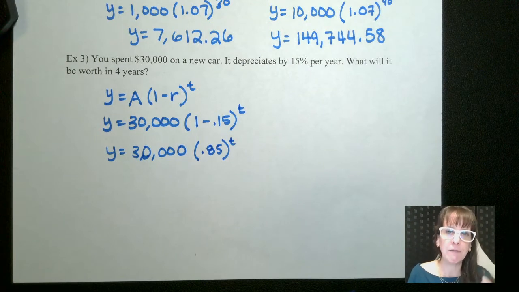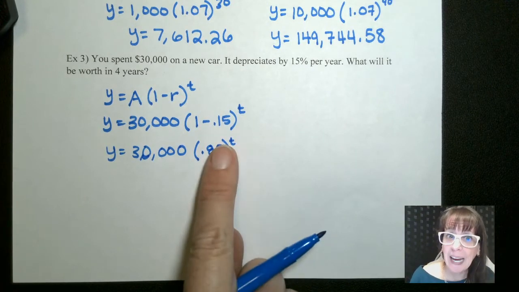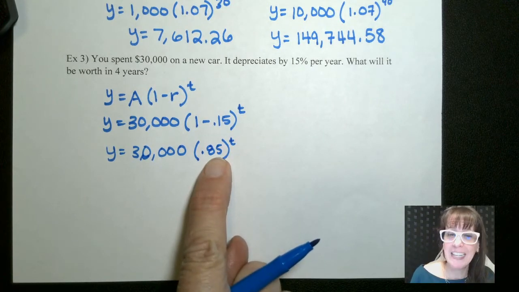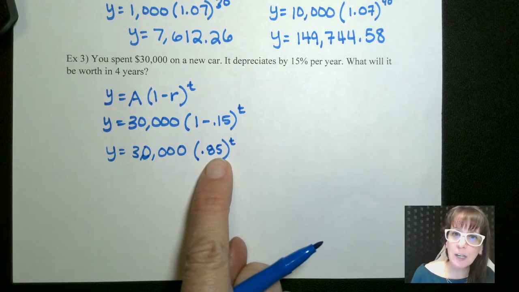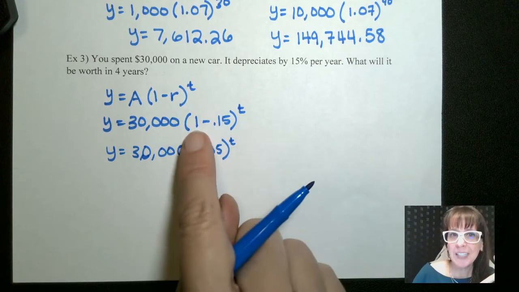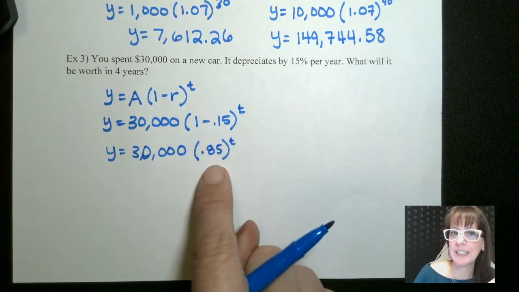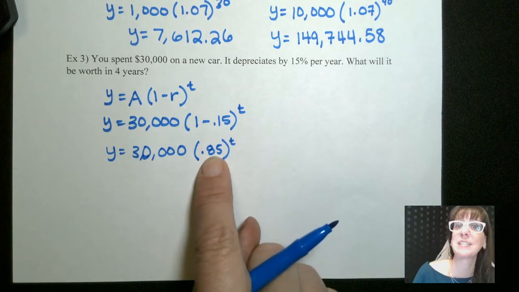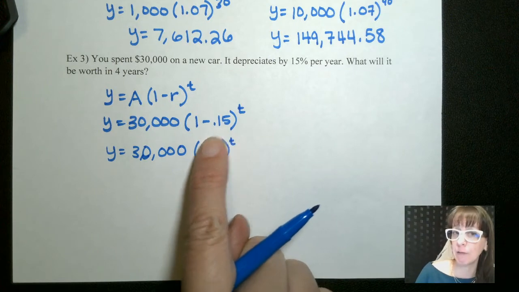That means after the first year you have it, the car is worth 100% of what you paid for it. The next year, it's only worth 85% of what you paid for it. So every year, whatever it was the year before, you're taking 15% off of that. That's where we get these numbers from. It's only worth 85% because we're taking away 15% every year.